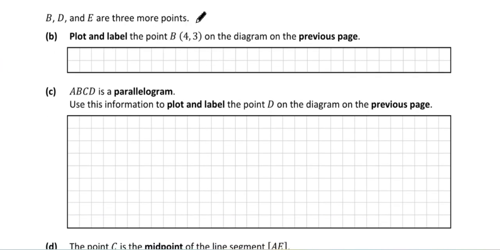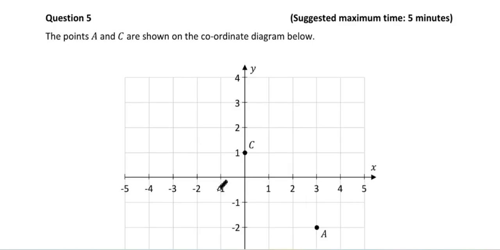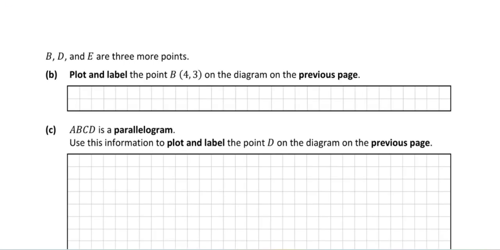B, D, and E are 3 more points. Plot B on the previous page. Well, B is 4 across and 3 up. So that makes that B. All cool so far? Okay, let's keep going.